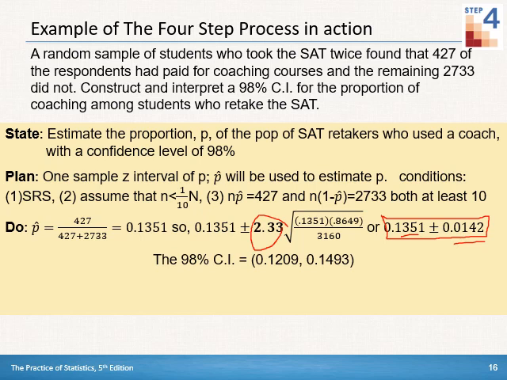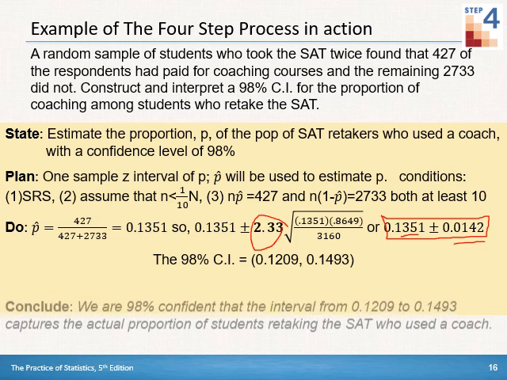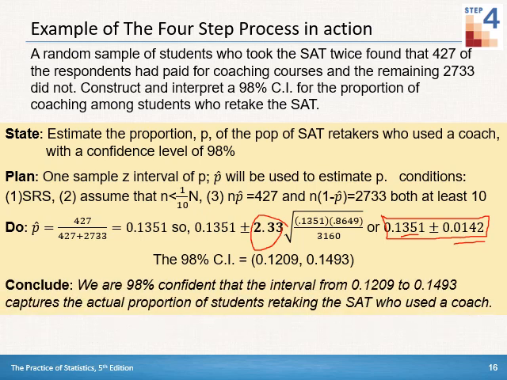All right, and then the last part, the conclusion, you're interpreting that. So 3 different components there. Remember, we are 98% confident that the interval from, if you want to say 12% to about 15%, but 4 decimal places is also good. So we are 98% confident that the interval from 0.1209 to 0.1493 captures, and then say what it is we were trying to estimate, the actual proportion of student retakers who got coached.